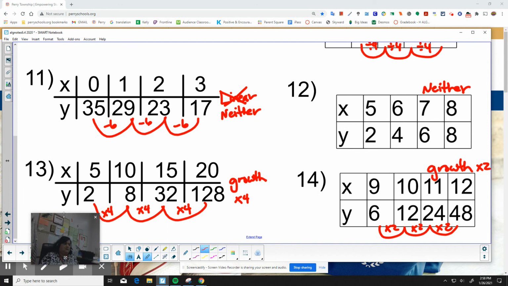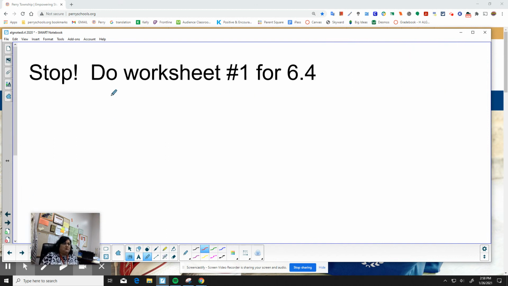Okay? All right. So you're going to stop here and do worksheet number 1 for 6.4. It's on Canvas. I also attached a key so you could check it to make sure it's right. When you're done, take a picture of your work and submit it on Canvas to get credit.